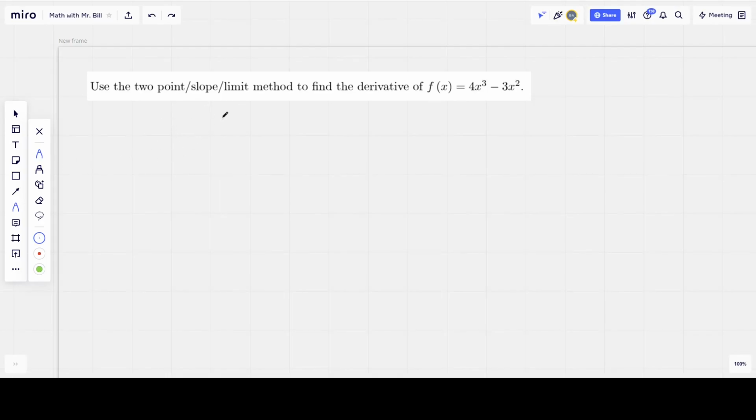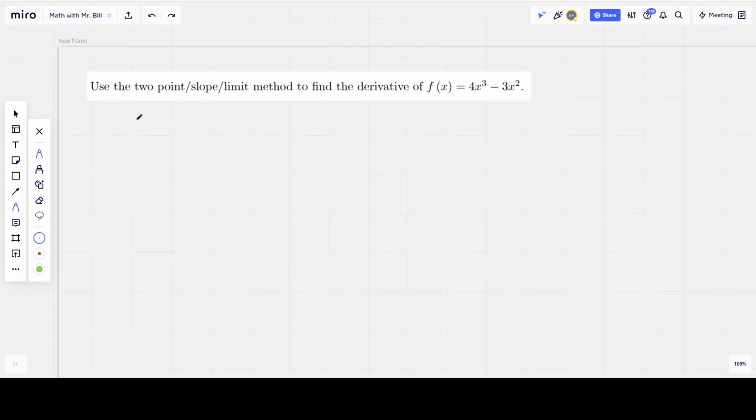So the idea of a derivative is finding the slope on a curve at a single point. And one of the ways that we can do this is to take 2 points on that curve and then bring them closer and closer to one another and take the limit as one point approaches another point. So here's what we're going to do.